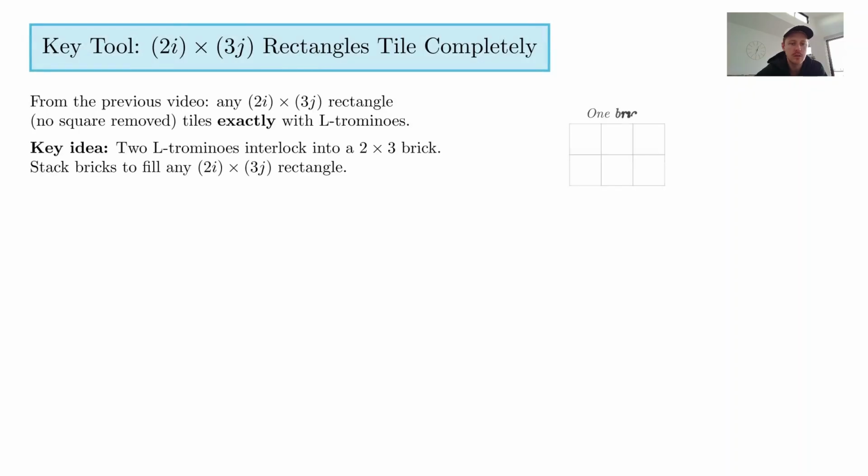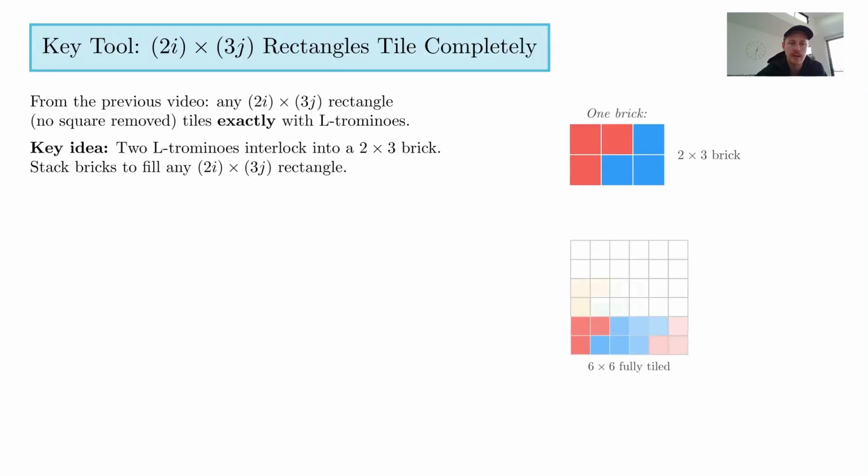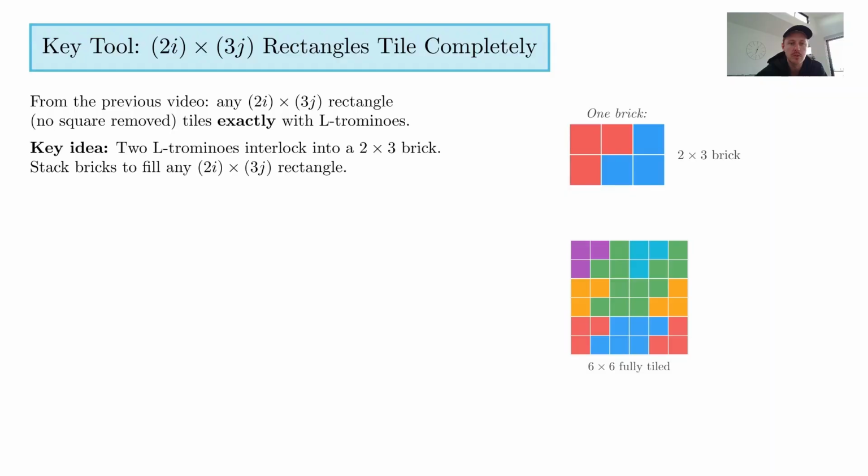Okay, this is almost going without saying, hopefully, at this point. But again, if you've got a row number and a column number that are multiples of 2 and 3, then you can tile it completely. So a 6 by 6 can be fully tiled. And yeah, I know the colors can look a little bit confusing here, but just pause and I guarantee you that if you look long enough, you can see where the Trominoes fit together.